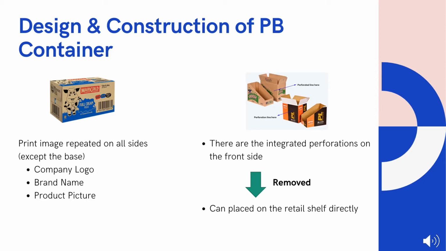There are two features for our cardboard boxes. The first one is that there will be a printed image repeated on all sides except the base. Companies can put their logo, their brand name, even their product pictures on our secondary packaging design, the cardboard boxes. The second feature is that there will be integrated perforation on the front sides, which after they have been removed, the cardboard boxes can be placed on the retail shelf directly.